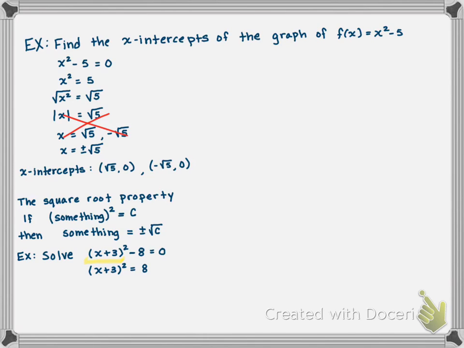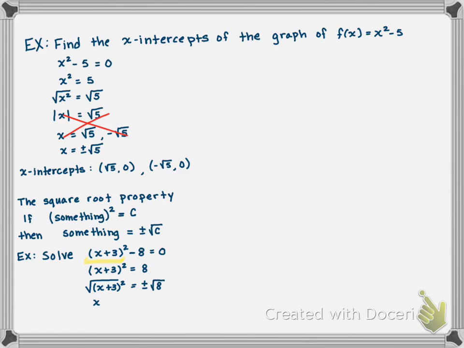Equals 8. So what you want to look for is that the only thing on the left side outside the parentheses is that exponent of 2. Right? If there's anything else outside the parentheses, then the square root property isn't going to work. So I have something in parentheses, then the exponent of 2 is outside the parentheses, and then on the right side I have a constant. So we can take the square root of both sides. Remembering that on the right we want both a positive and negative square root of 8.